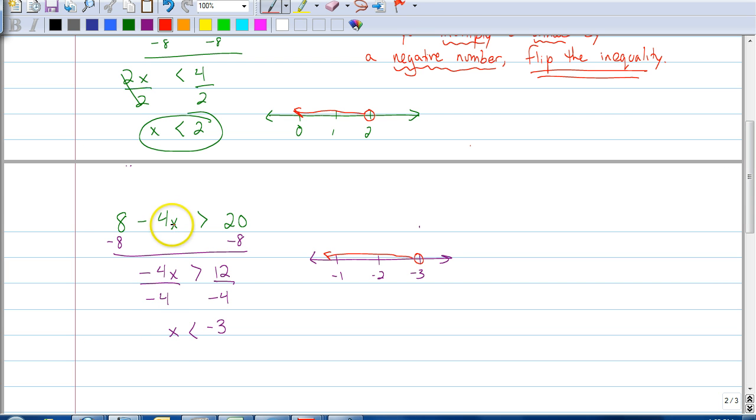So let's put -4 in here. -4 times -4 is a positive 16. 8 plus 16 is 24, which is greater than 20. So that is a true statement.